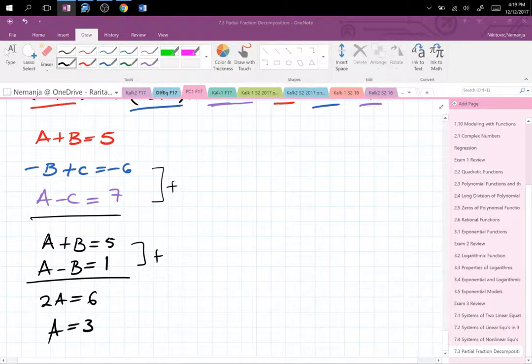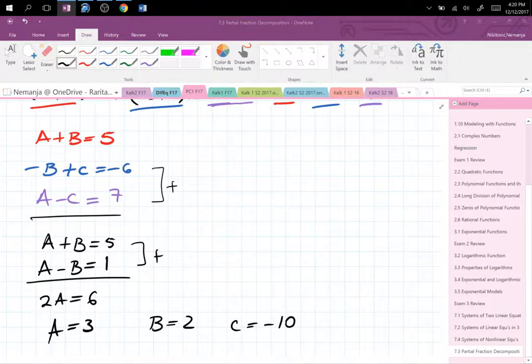Did I have a is equal to 3 earlier? No? It was 7 or something? Alright, so if a is equal to 3, b must be 2, and c must be negative 10. Because 3... no. If a is 3, it has to be negative 4, right?